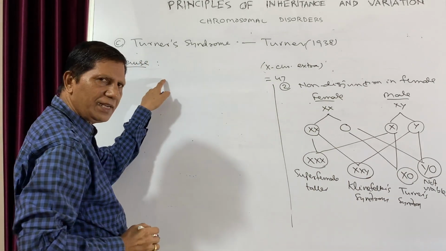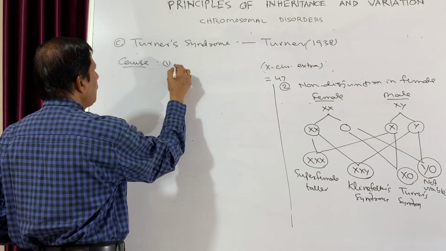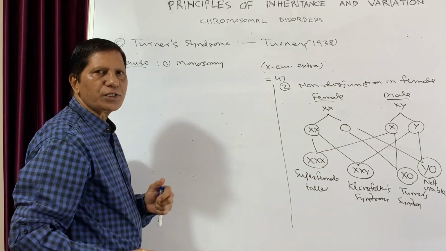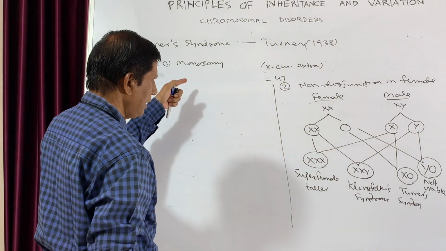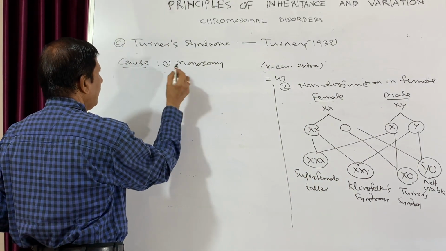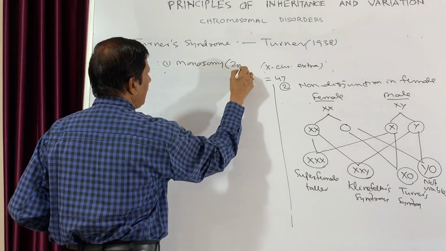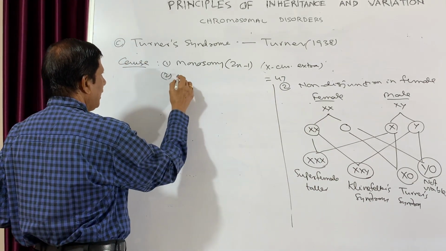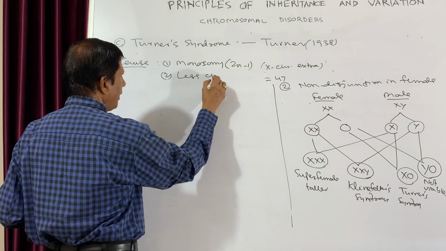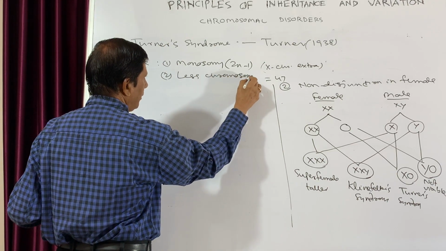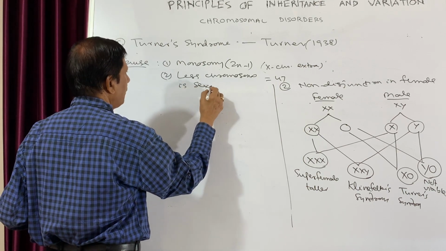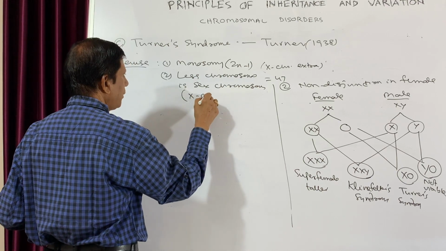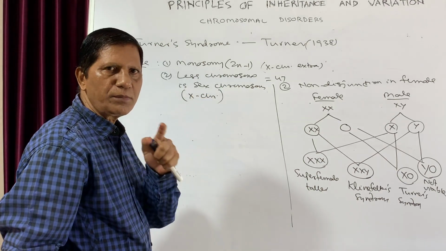Now here it is due to monosomy. The earlier two cases that we have discussed are trisomy, but this is monosomy. And in monosomy, what happens? 2n minus 1. That is one chromosome is less. And this less chromosome is sex chromosome, and particularly it is X chromosome. That is one X chromosome is less.